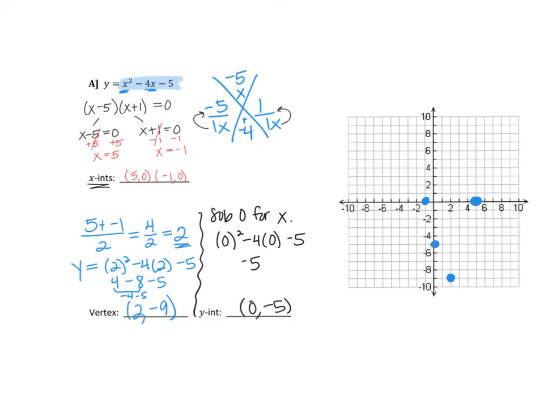Now, if you wanted to put one more point, you can say, all right, my vertex is right here, and I know that it's symmetrical on each side. So if this point over here was at -5, I can put one more right over here. And now we can connect those to draw our U, or our parabola.